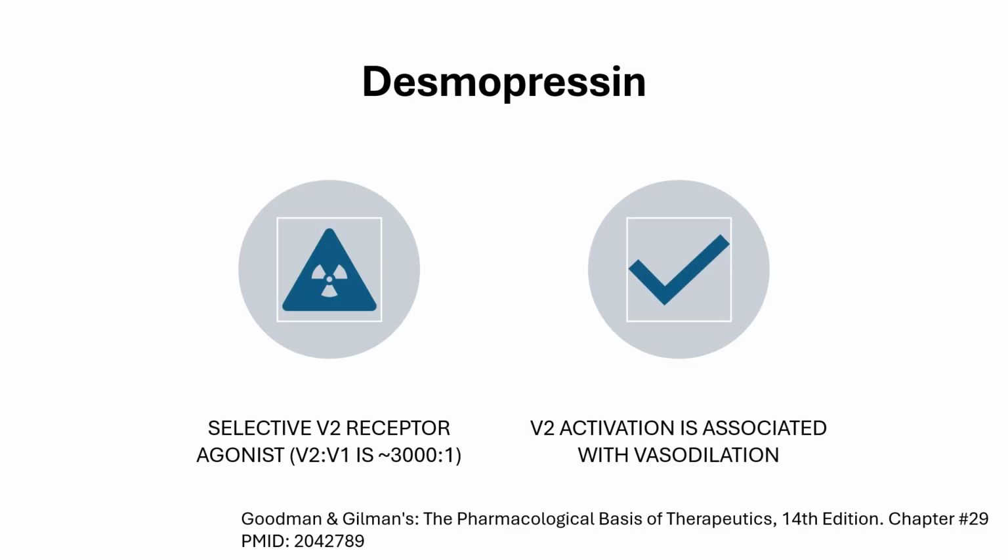So desmopressin is a selective V2 receptor agonist. Its specificity for V2 receptors versus V1 receptor is approximately 3,000 to 1. If you remember from the previous slide where we discussed different receptors of vasopressin, V2 receptor is associated with vasodilation. That is also why desmopressin can be used in patients who have von Willebrand disease and mild cases of hemophilia A, because it leads to increased release of von Willebrand factor and factor VIII from the endothelial cells.